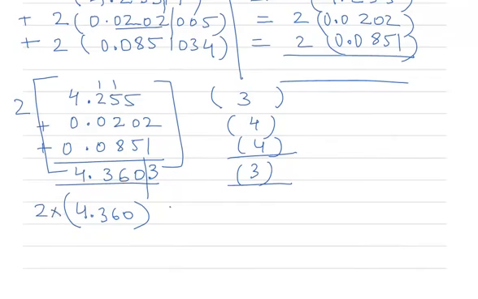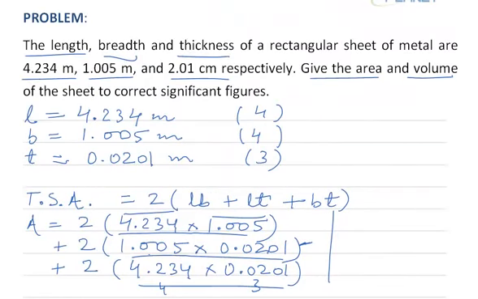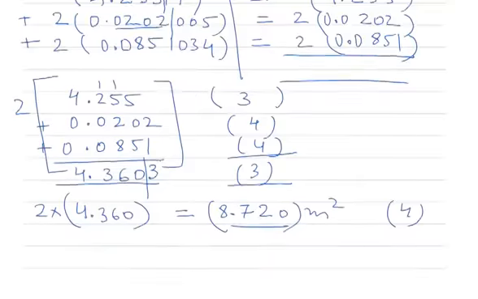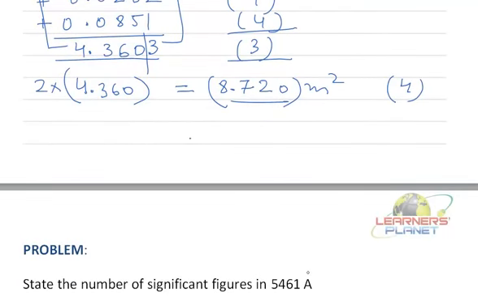So 2 multiplied with 4.360. If we calculate this, what we will get is 8.720 meter square. Now this is the final answer, in which the number of significant digits is 4, whereas in this we had only 3 significant digits. Okay, so the answer will have only 3 significant digits, which is 8.72 meter square. Is that clear?